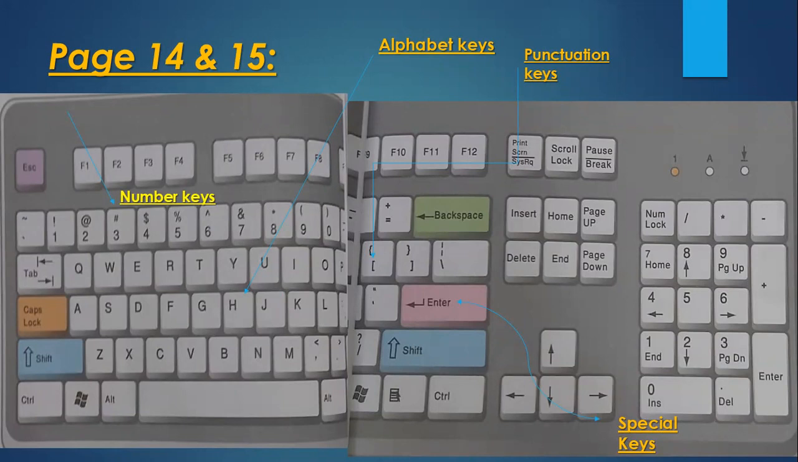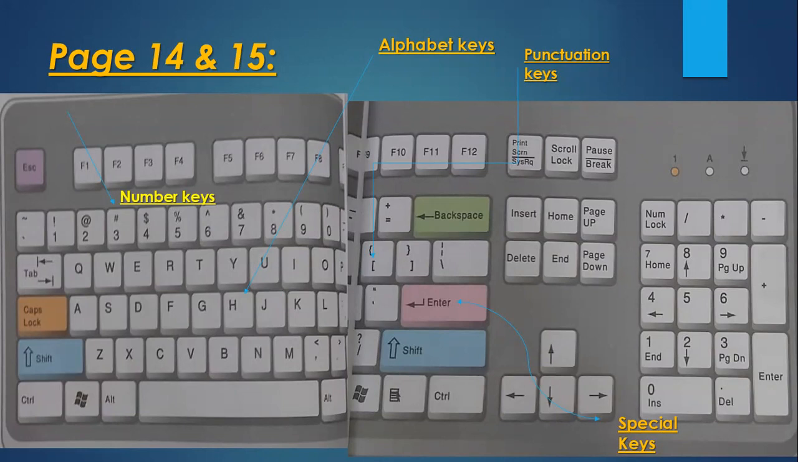After that, look at the second arrow, which is toward the alphabet keys. These all are alphabet keys which are present in the keyboard. Alphabet keys start from the letter Q and end at the letter M. After that, look at the third arrow, which tells us about punctuation keys. These all are punctuation keys, including question mark, brackets, plus sign, minus, comma, semicolon, full stop.